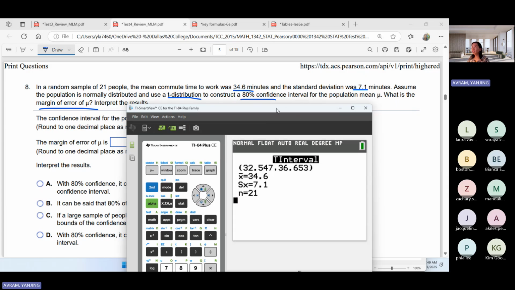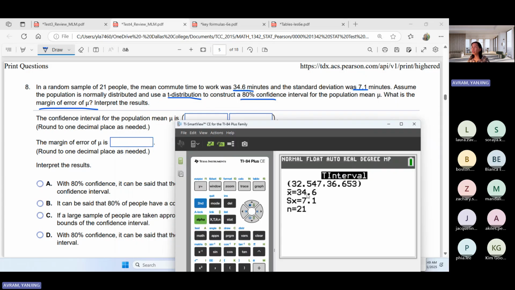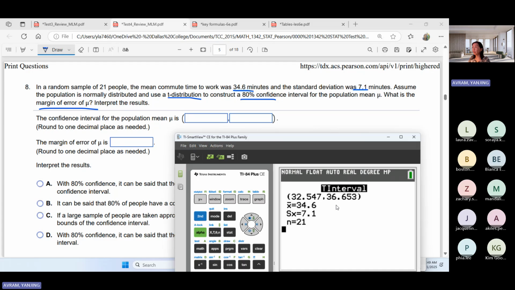Okay, so we got this confidence interval. It rounds to 1 decimal place, so this will be 32.5. The other one will be 36.7. So that is your confidence interval.